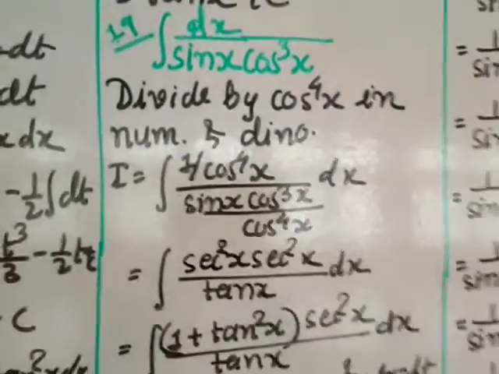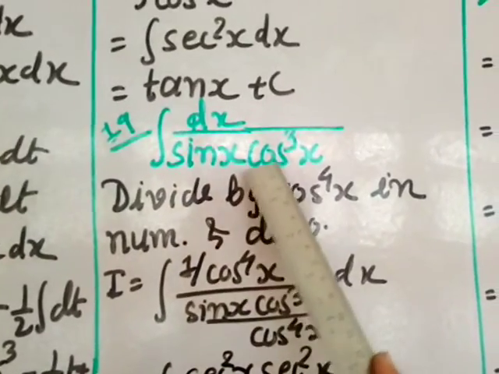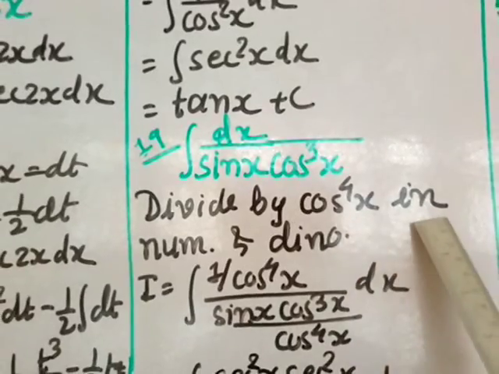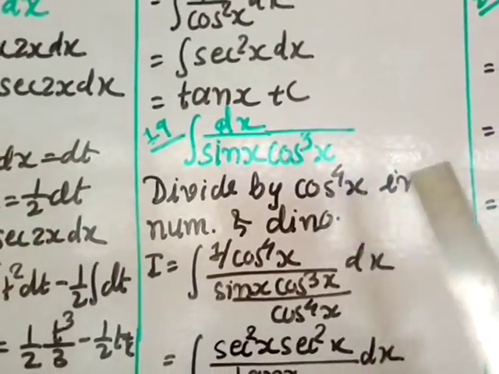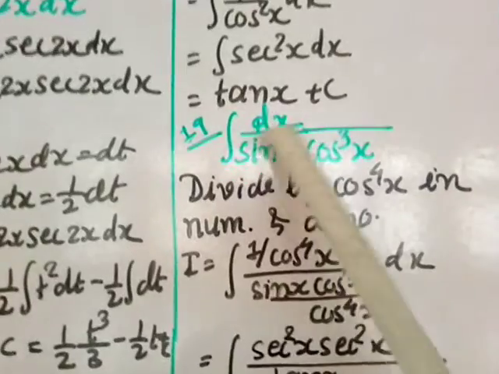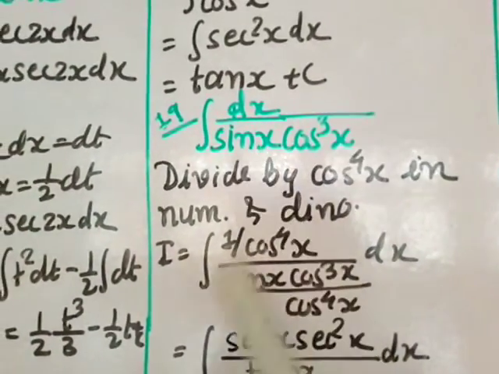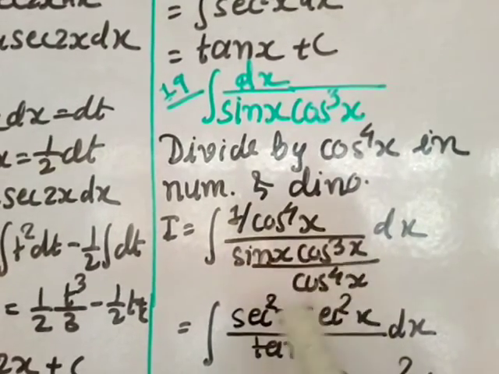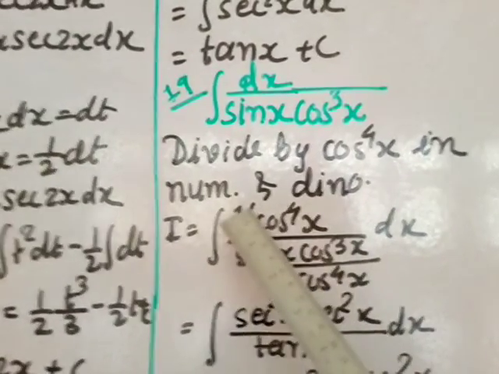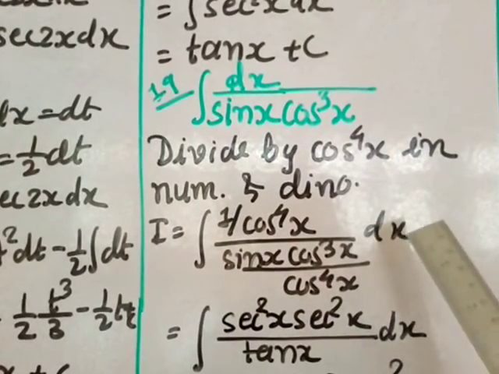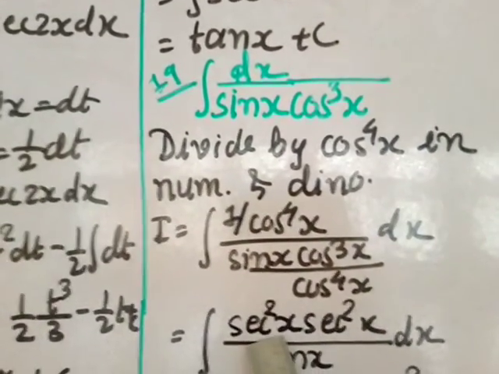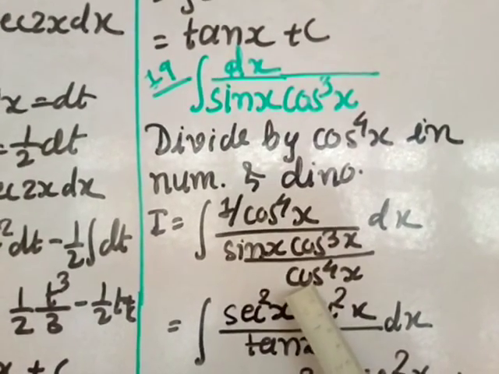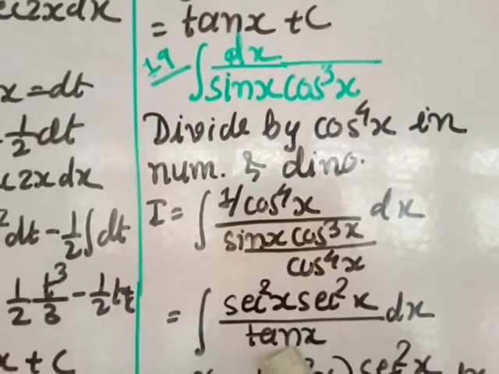Question number 19. Integral dx divided by sin x cos cube x. Here I am dividing numerator and denominator by cos power 4x. So when I divide here, it is 1 by cos power 4x, and when I divide here, sin x sin cube x divided by cos power 4x. So 1 by cos power 4x, you take in the numerator, it becomes sec power 4x, that I have written as sec square x into sec square x, and when you cut here you get 1 by cos, so here remains sin by cos, you will get tan x dx.